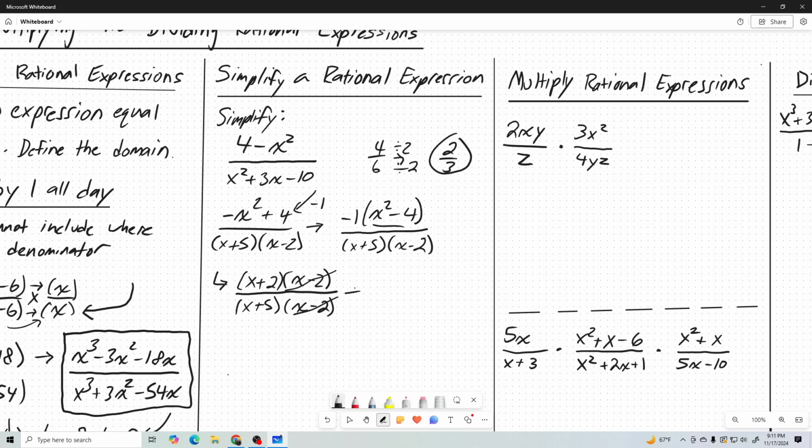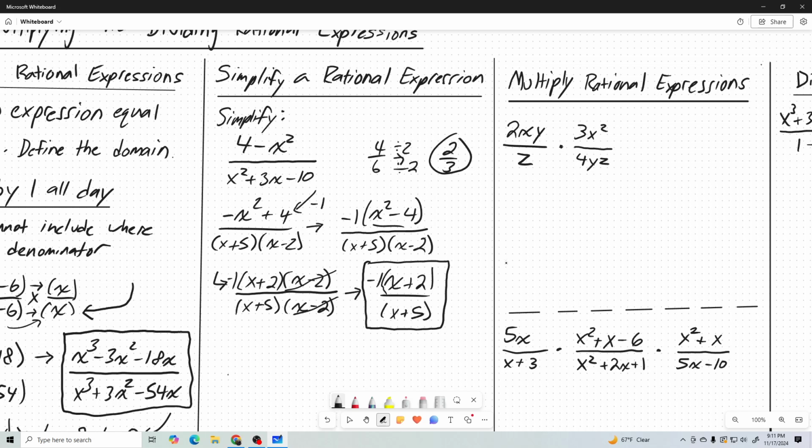So now, this will simplify into x plus 2 over, I forgot to bring the negative 1. So this is negative 1 times x plus 2 over x plus 5. And this is it. We can't really take anything else, so this would be our answer: negative 1 times the quantity x plus 2 over x plus 5.